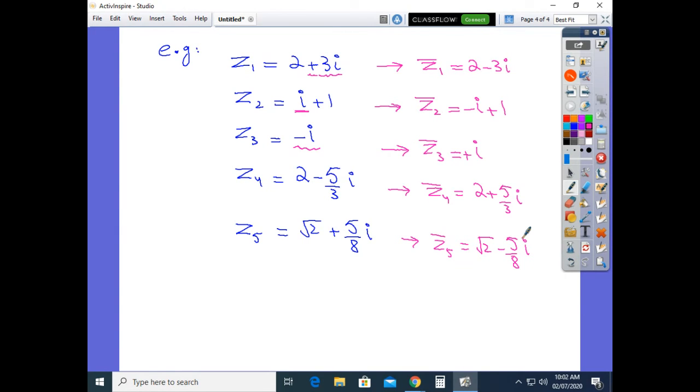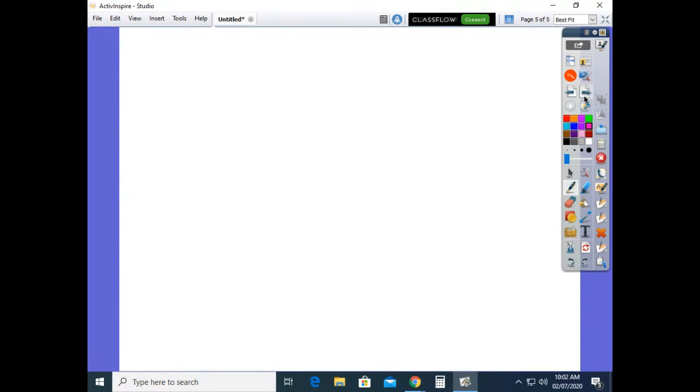Therefore, if we take the conjugate of any complex number, we change the sign of the iota value, and we get the conjugate of the complex number. Now on the next slide, we will study the power of iota.